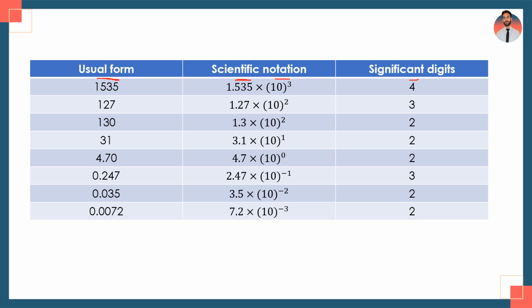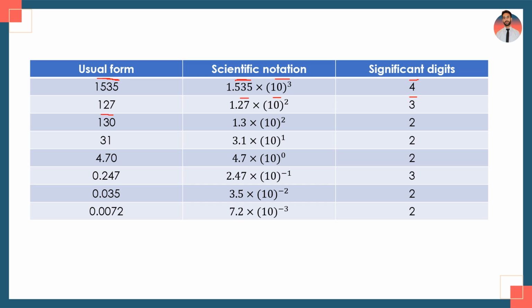In the second example, 127, we can write as 1.27 और यहाँ पे हम लोग यूज करेंगे 10 की पावर 2 क्योंकि पॉइंट के बाद आपके पास दो नंबर्स हैं, हमने पॉइंट को प्लेस किया है आफ्टर टू डेसिमल प्लेसेस फ्रॉम राइट टू लेफ्ट और इसमें हमारे पास थ्री सिग्निफिकेंट डिजिट्स हैं इन 127.